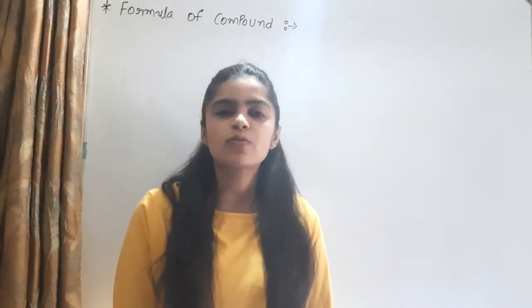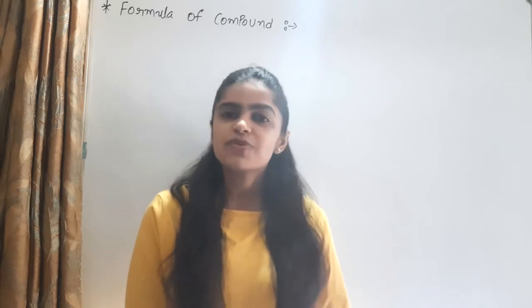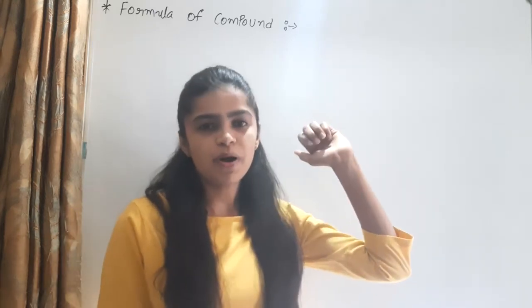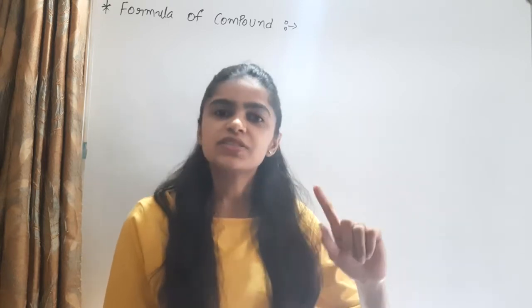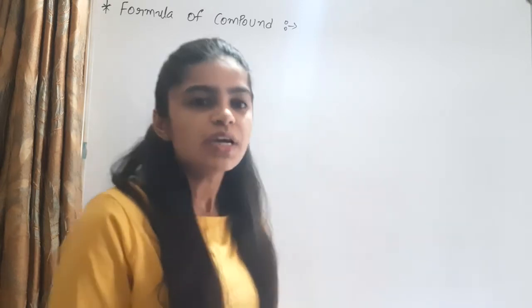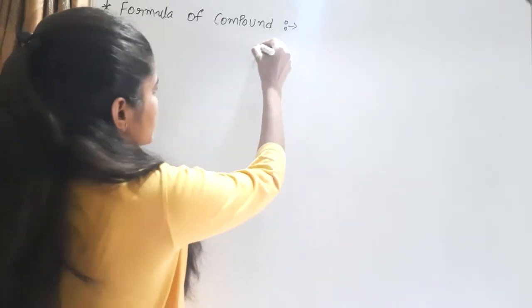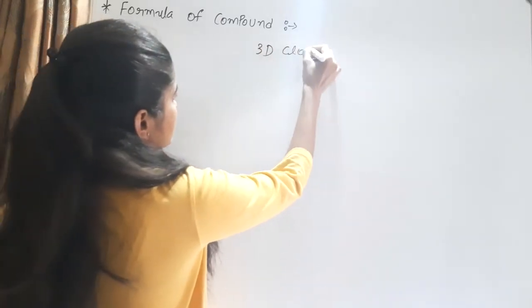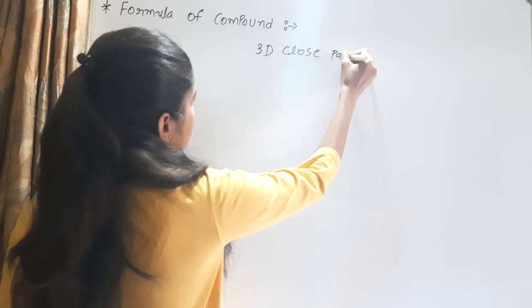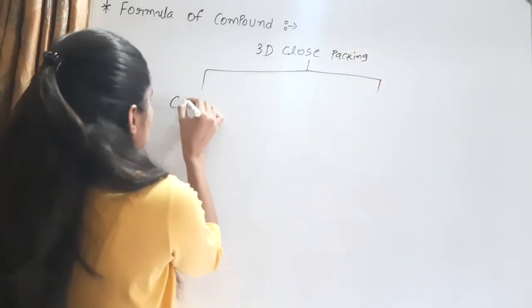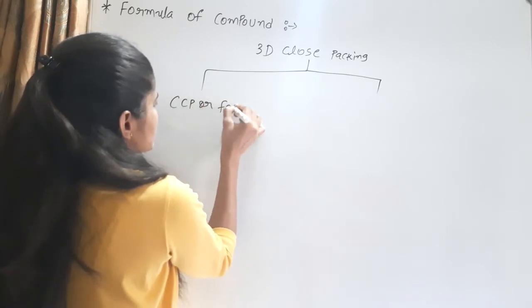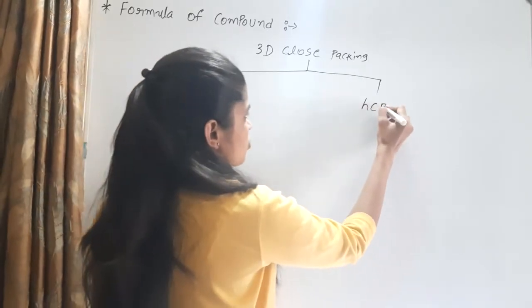Today we will learn about the formula of compound. First, start with the formula of compound. In the previous lecture we discussed the closed packing structure. The three-dimensional closed packing structure is divided into two parts: cubic closed packing or FCC, and second is hexagonal closed packing.